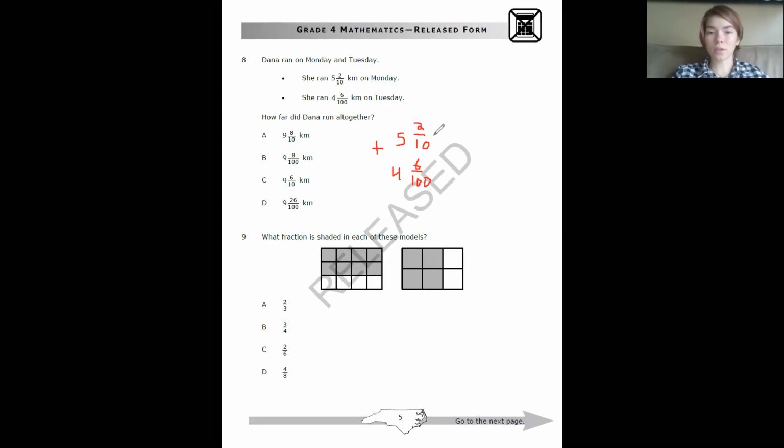But 10 goes into 100 10 times. So we're going to multiply this 2 over 10 by 10 over 10. And that's going to give us 20 over 100. So now we're going to do 5 and 20 over 100 plus 4 and 6/100. 5 plus 4 is 9. 20 plus 6 is 26. So this is 9 and 26 over 100.